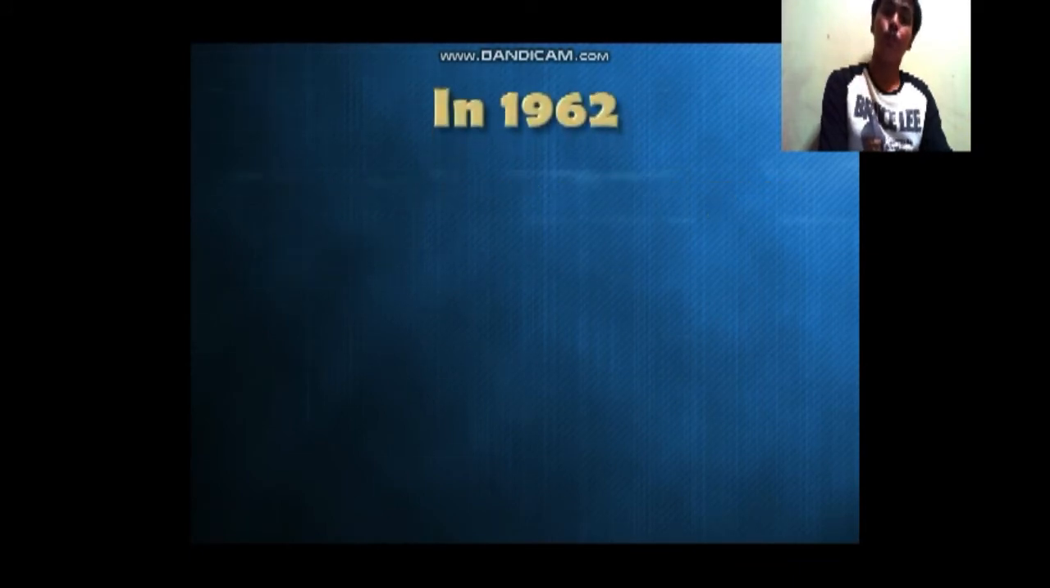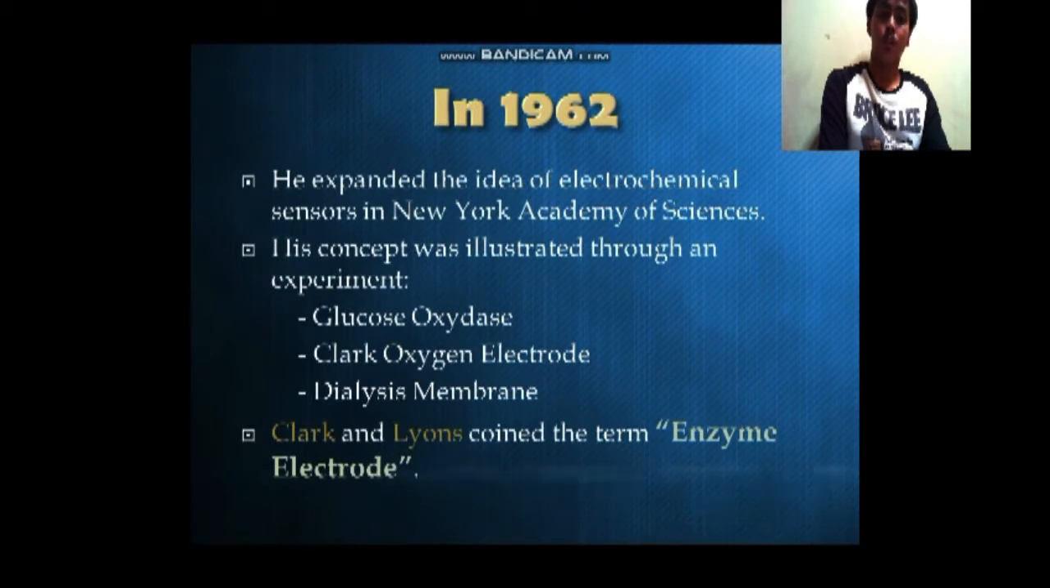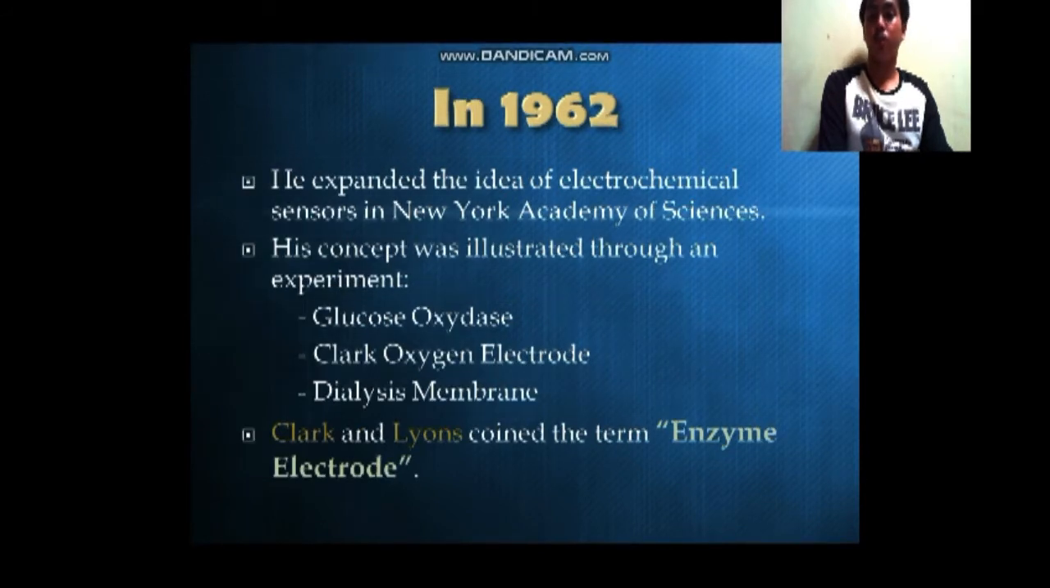In 1962, he expanded the idea of more intelligent electrochemical sensors at the symposium in the New York Academy of Sciences. His concept was illustrated through an experiment where glucose oxidase was entrapped at the Clark oxygen electrode using a dialysis membrane. Clark and Lyons coined the term enzyme electrode, which was expanded to build functional enzyme electrodes.